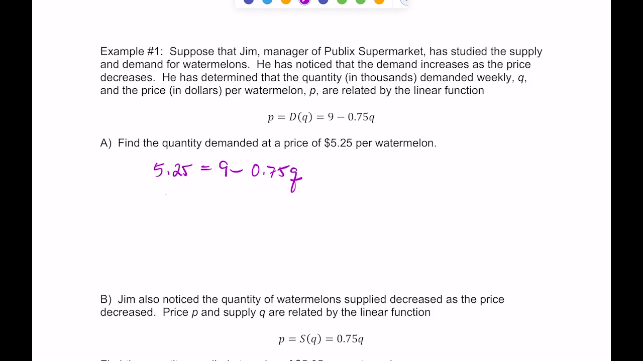So I'm going to subtract 9, and I would get negative 3.75 equals negative 0.75Q. And then, of course, I'm going to divide both sides by negative 0.75, and I would get 5 equals Q, right? And remember that that's in the thousands. So basically what that tells me is at the price of $5.25 per watermelon, the quantity demanded is going to be 5,000 watermelons.